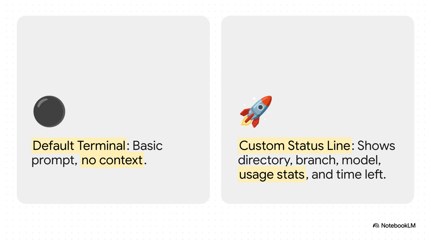On the left, you've got the default prompt, which tells you pretty much nothing. But look at the right. You've got this custom status line just loaded with context. Your directory, your Git branch, the current model, and yeah, even that live usage block we were just talking about.